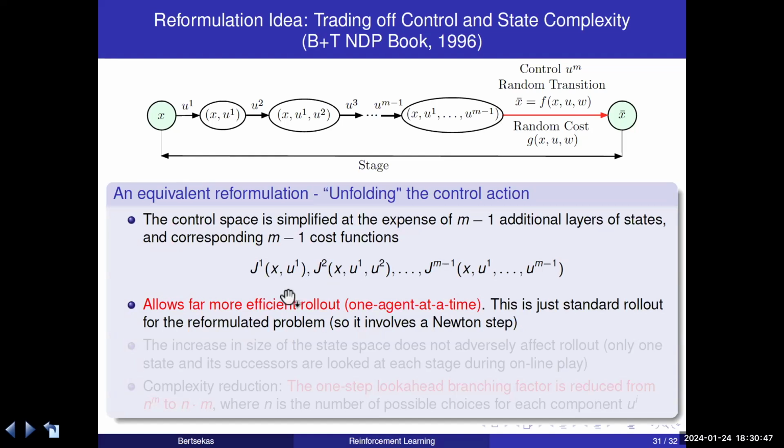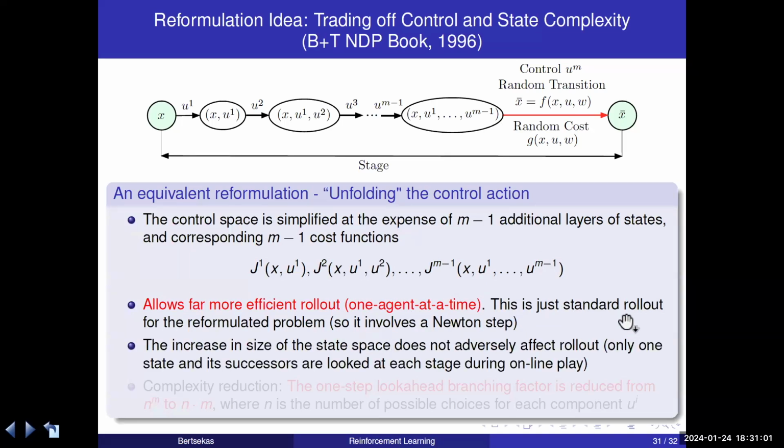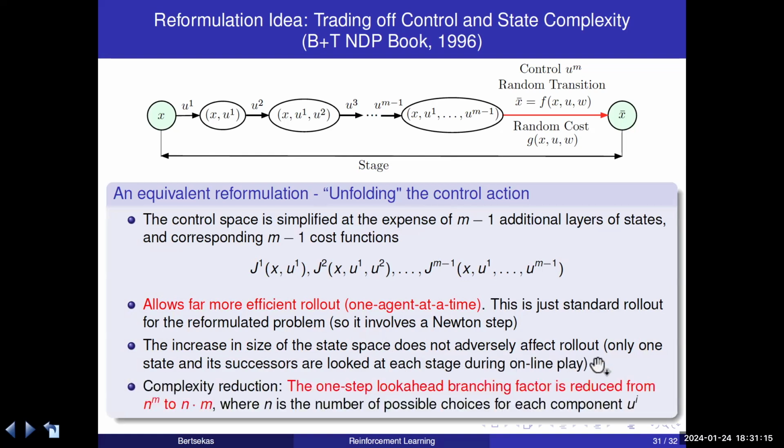We're going to give examples of this. We're going to elaborate on this point, give case studies and so on. The computational evidence supports very much what I've stated here. So that's what this bullet says. The increase in size of the state space does not adversely affect rollout. Only one stage and its successors are looked at each stage during online play.